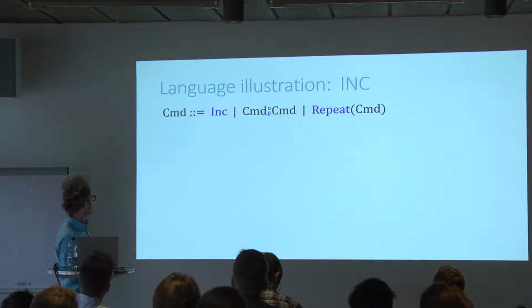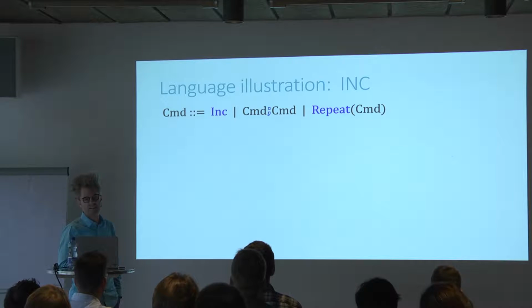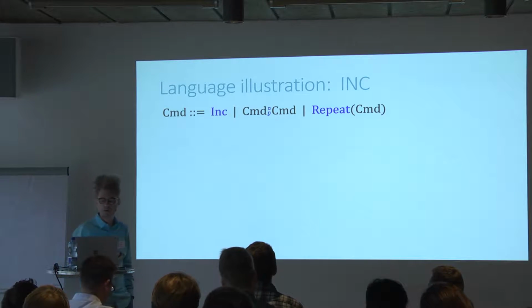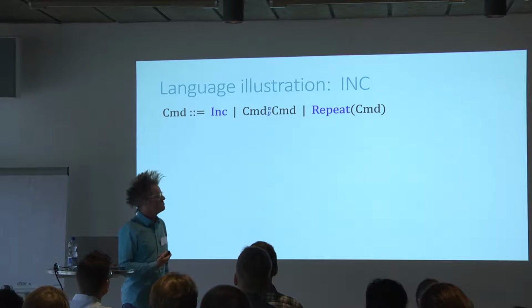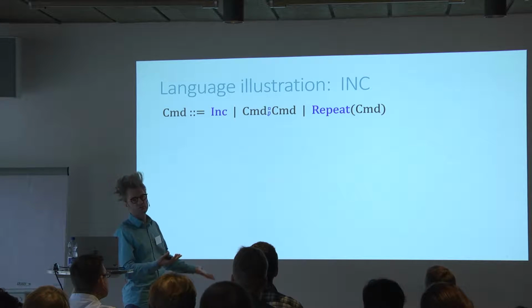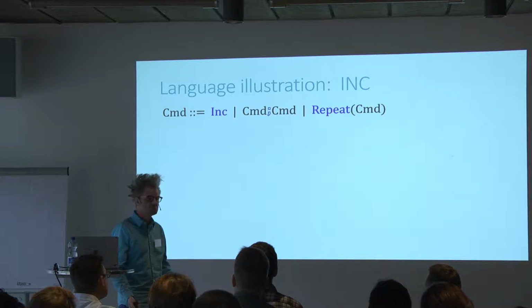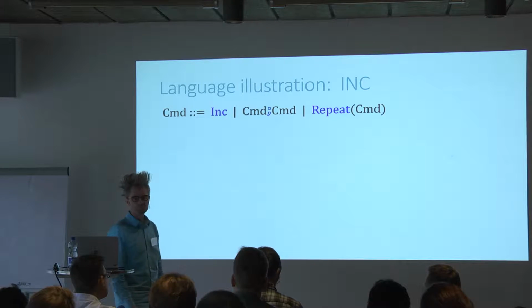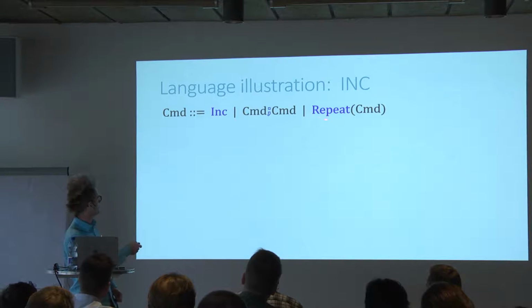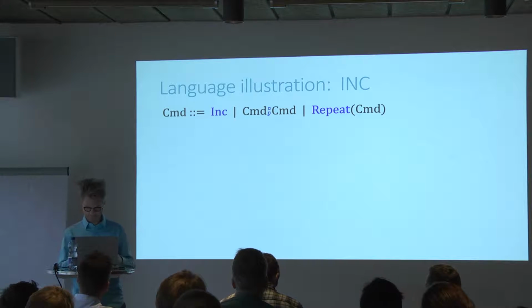It has 3 commands. It has an increment command that just increments the state. So the state is going to be an integer. And it has sequential composition, and it has a funny kind of loop. So this loop can do 2 things. What the loop does is it repeats that command some number of times. 0 times, 27 times, an infinite number of times, who knows? You have no control over it. A better programming language might give you a guard there, but not today.